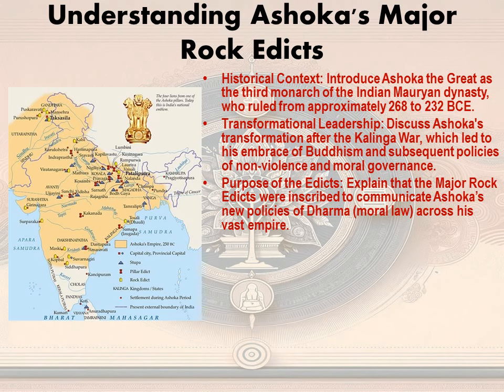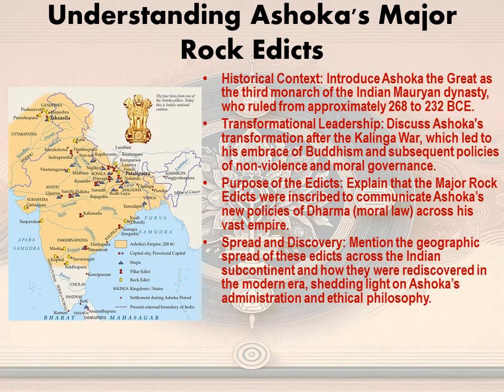Major rock edicts were inscribed to communicate Ashok's new policies of Dhamma across his vast empire. All the major rock edicts focus on the propagation of Dhamma, which means running the state or running one's life through moral and ethical principles. The geographic spread of these ethics across the Indian subcontinent and how they were rediscovered in the modern era shed light on Ashok's administration and ethical philosophy.